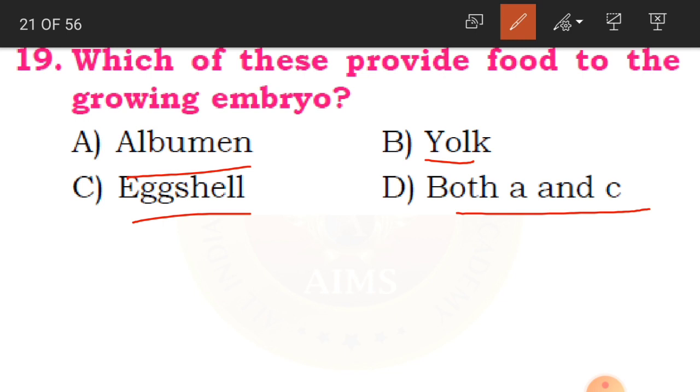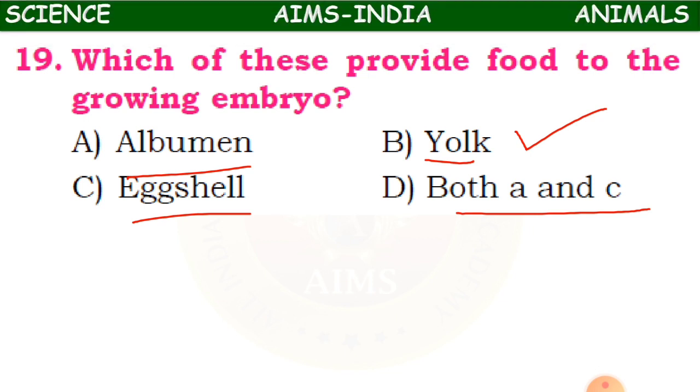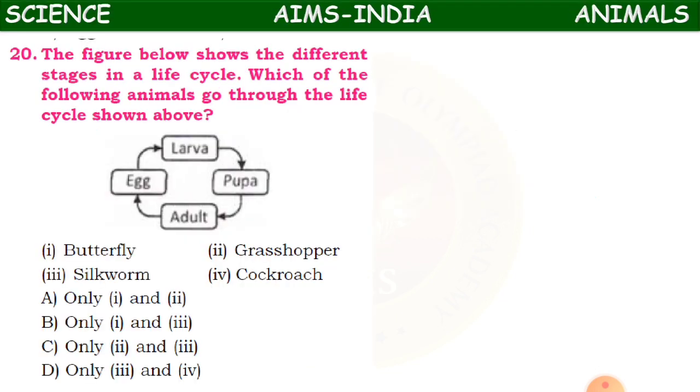So which contains food and which is going to provide the food to the embryo? That is yolk. Yolk. Okay, children? Yolk has got food stored in it and it is going to provide that food to the embryo. Okay, children? Clear? Now we'll go to the 20th question.